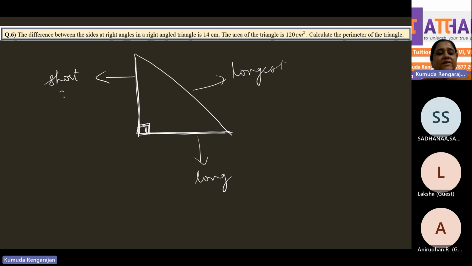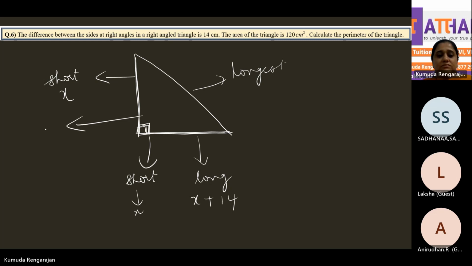So if you say this is x, then how much will this be? X plus 14. Or if you say that this is the shorter side and this is x, then how much will this be? X plus 14. If you call this one the shorter side x, then the longer side will be x plus 14. Anything you can assume.